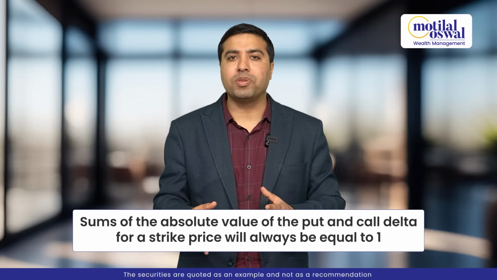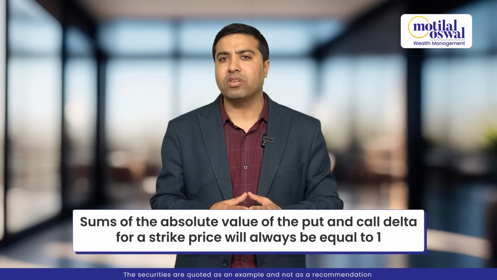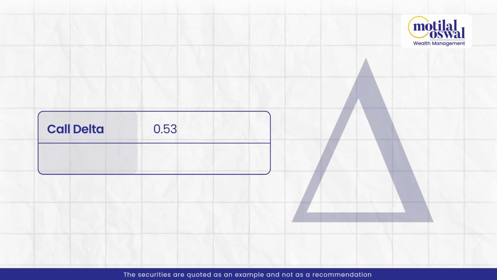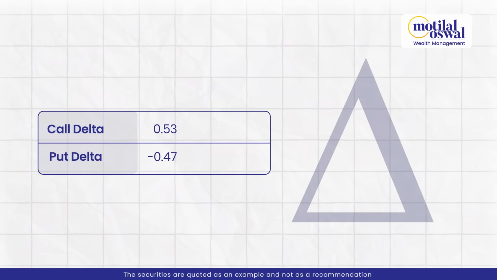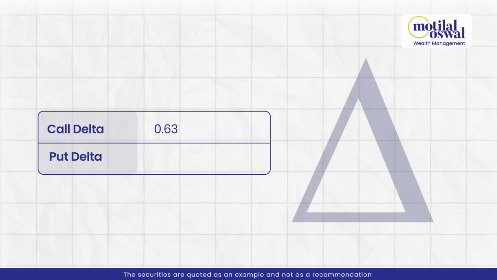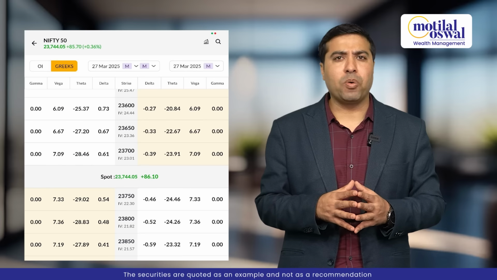We also need to note that the sum of the absolute values of the put and call delta for any strike will always be equal to 1. So let's say for a strike, call delta is 0.53. In that scenario, put delta will be negative 0.47, or if the call delta is 0.63, put delta will be negative 0.37. So if we ignore the plus and minus symbol, the call and put delta combined will be 1. This also works as a put call parity.